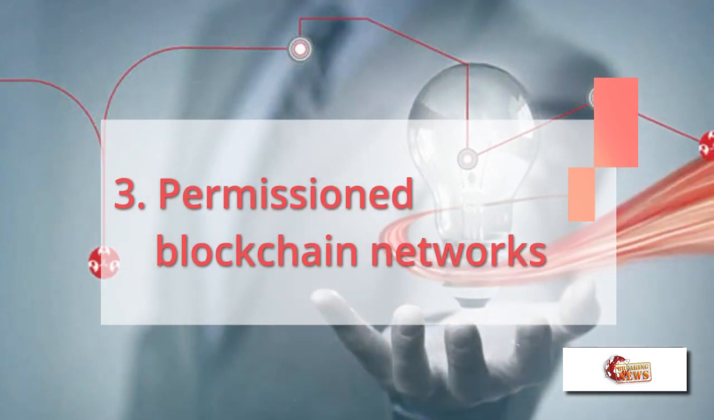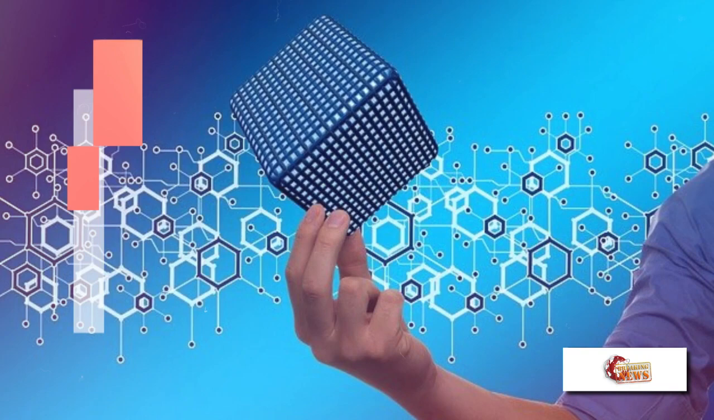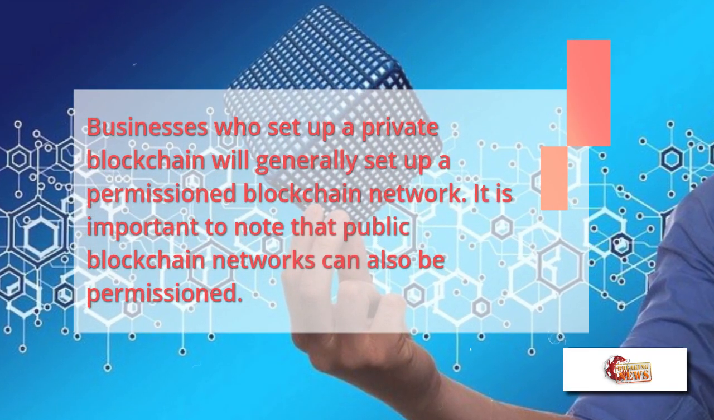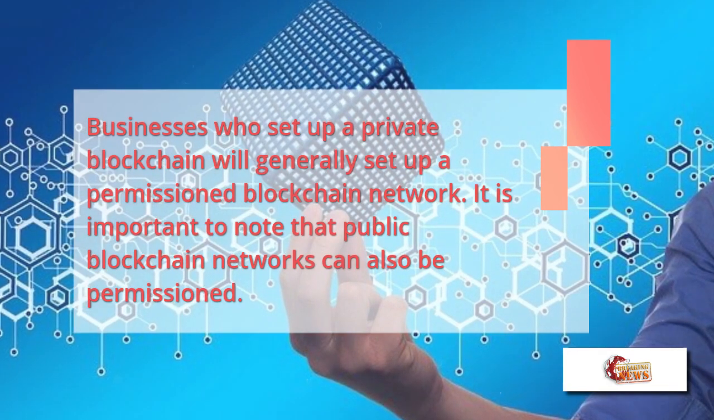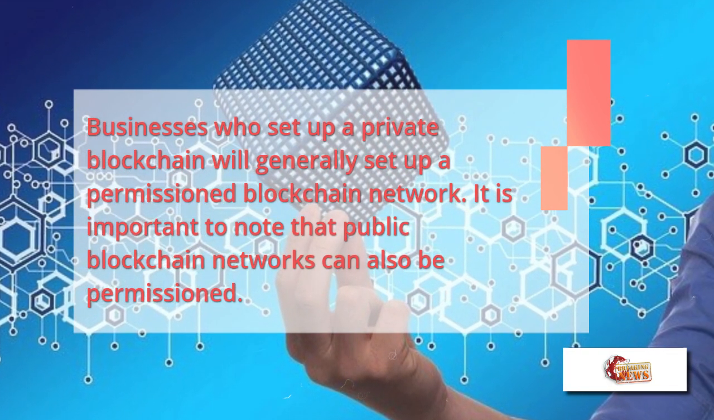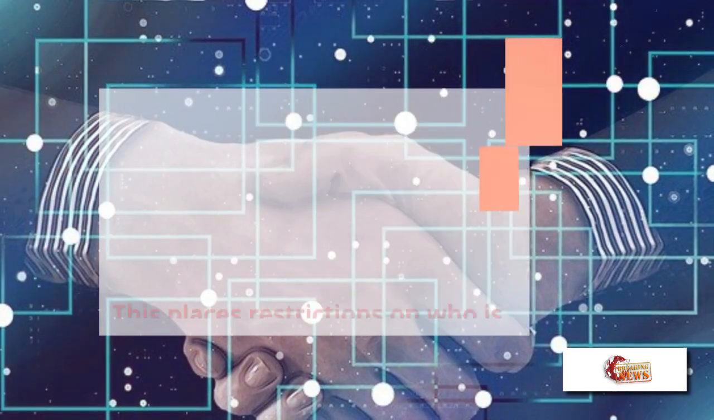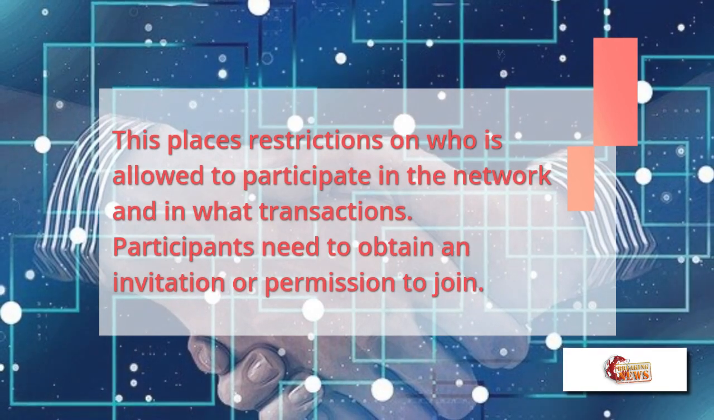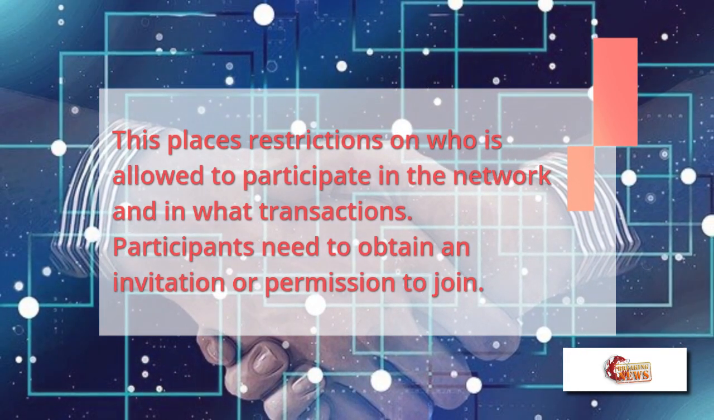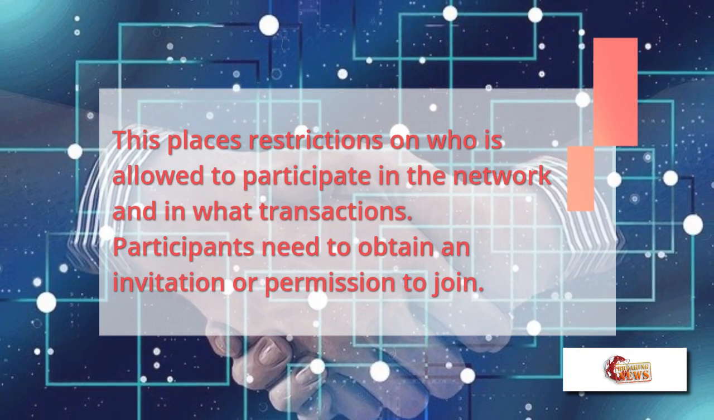3. Permissioned blockchain networks. Businesses who set up a private blockchain will generally set up a permissioned blockchain network. It is important to note that public blockchain networks can also be permissioned. This places restrictions on who is allowed to participate in the network, and in what transactions. Participants need to obtain an invitation or permission to join.